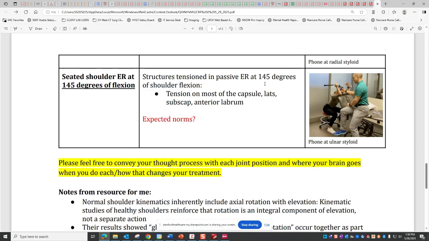And then finally, usually I do it at 140 degrees rather than 145 degrees, but so be it. And tension on most of the capsule, lats, subscapularis. Yep, teres major again. Anterior labrum, kind of, but again, because you're not in an abducted position, it's not going to be as tensioned.